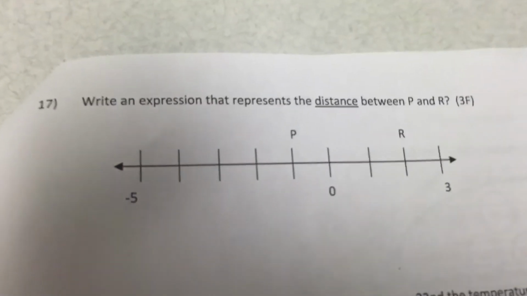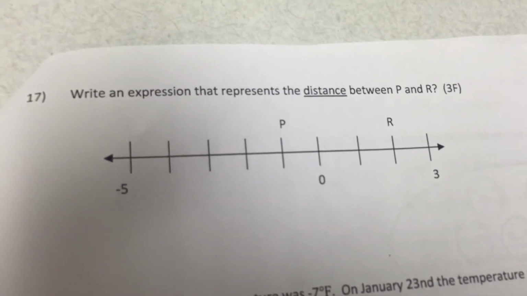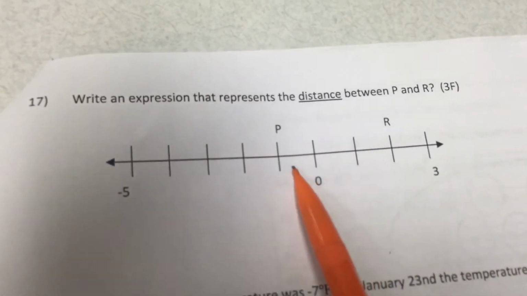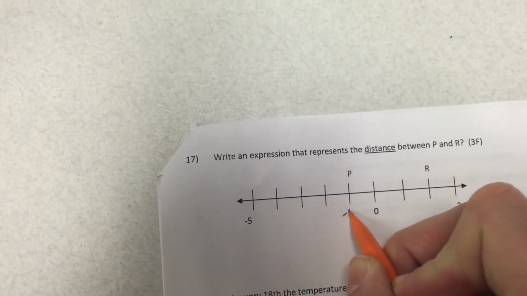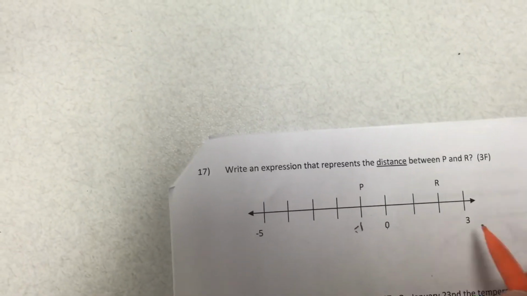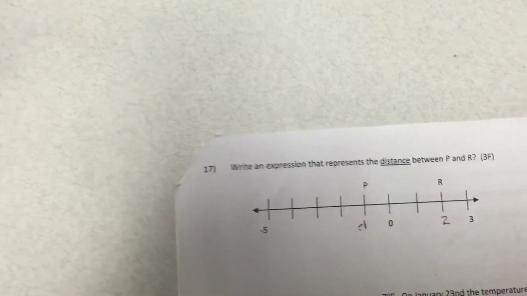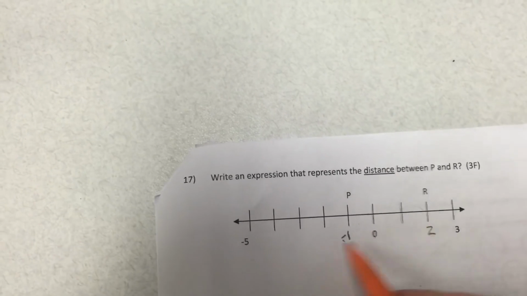The directions for number 17 say write an expression that represents the distance between P and R. Well, when I look at this, I see the number line, I see P and R, I want to realize where I am. So P is at negative 1. I know that's one spot left of 0. And I could double check. That's 1, 2. And that does make sense that 3 would be next. So I have the two values.